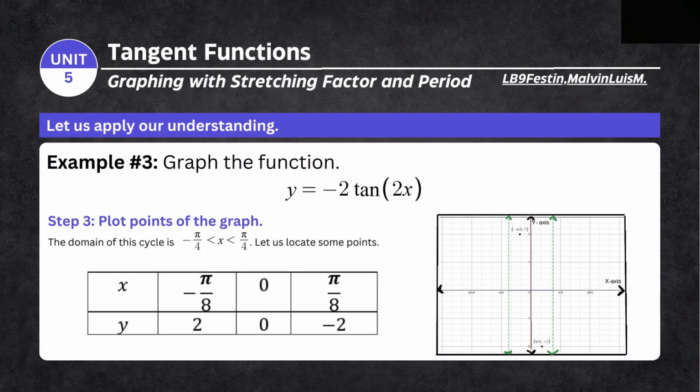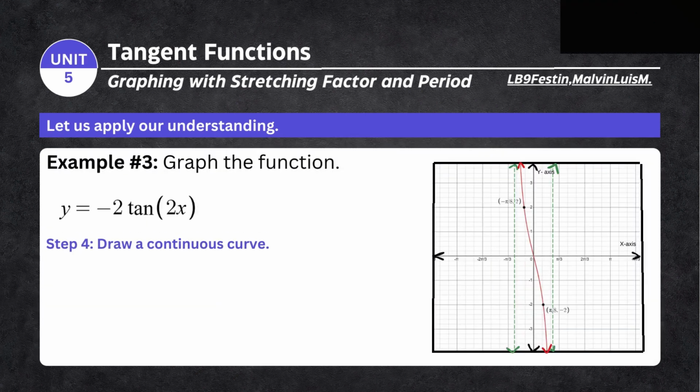The next step in graphing the function is to plot the points of the graph. Given the domain of one cycle, it is -pi over 4 to pi over 4. Now, we find quantities that fit this criterion, which could be -pi over 8, 0, and pi over 8 as the x values. This gives us the y values of 2, 0, and -2 for this given cycle.